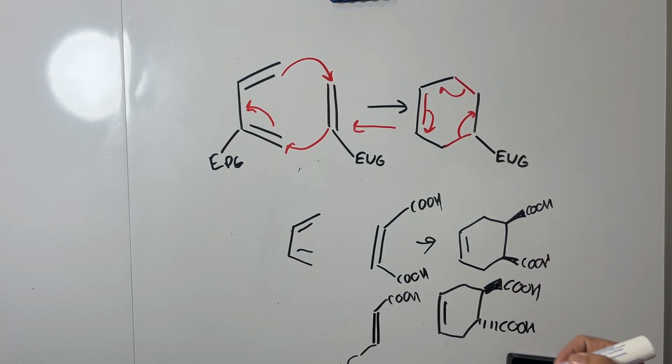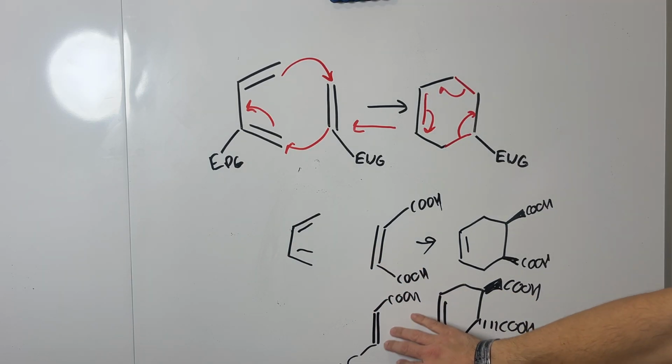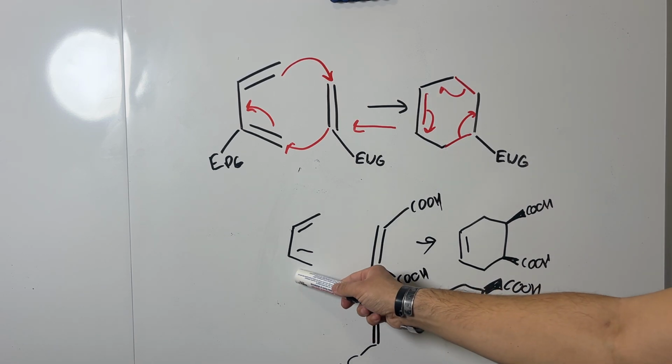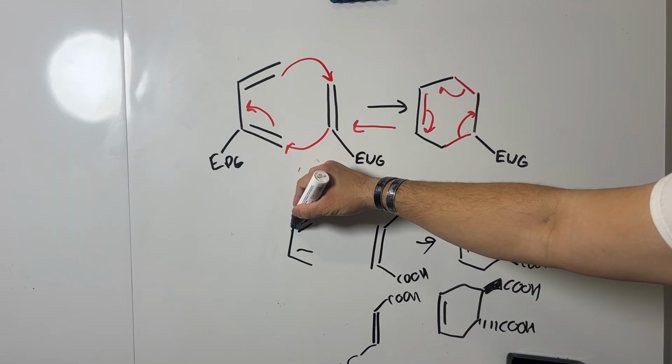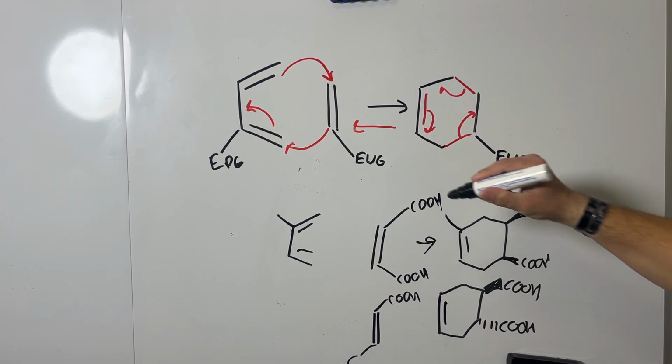So it's important to take note of the arrangement of any electron withdrawing groups, or just really any substituents in general, when you're looking at your dienophile. Remember, your diene, that's locked in that cis conformation. Say we want to put a methyl group on here. Okay, that's all that's happening.